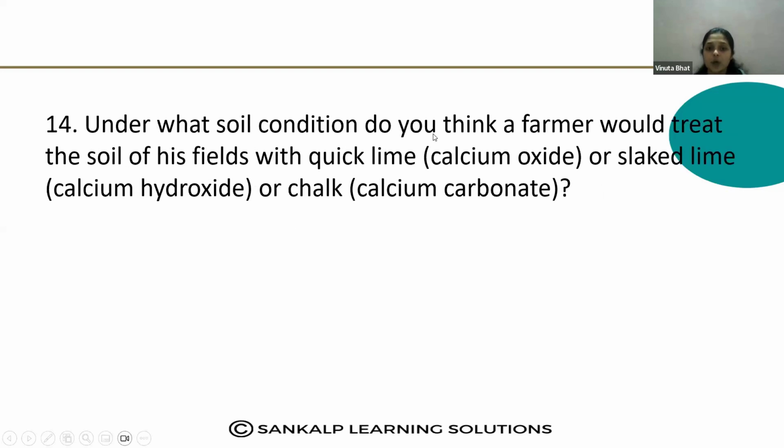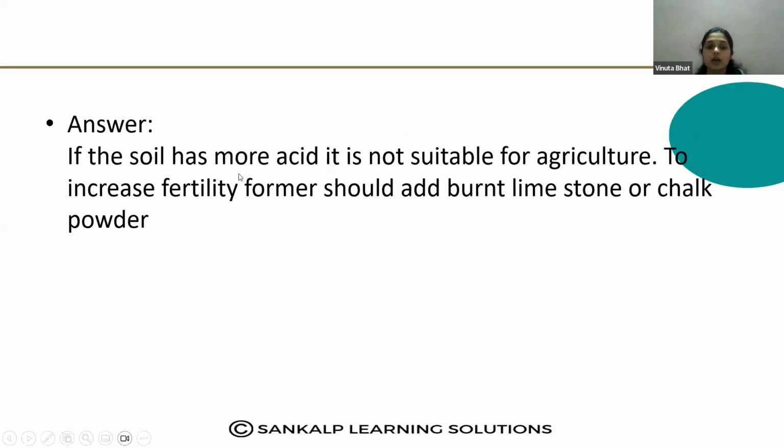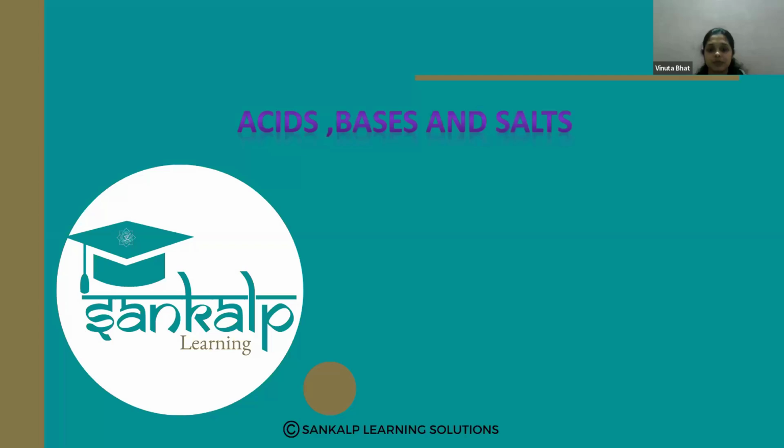Under what soil condition do you think a farmer would treat the soil of his fields with quicklime, slaked lime or chalk? That is calcium oxide, calcium hydroxide or calcium carbonate. If the soil has too much acid, it is not suitable for agriculture. To increase the fertility, farmers should add burnt limestone or chalk powder. So that is the reason.